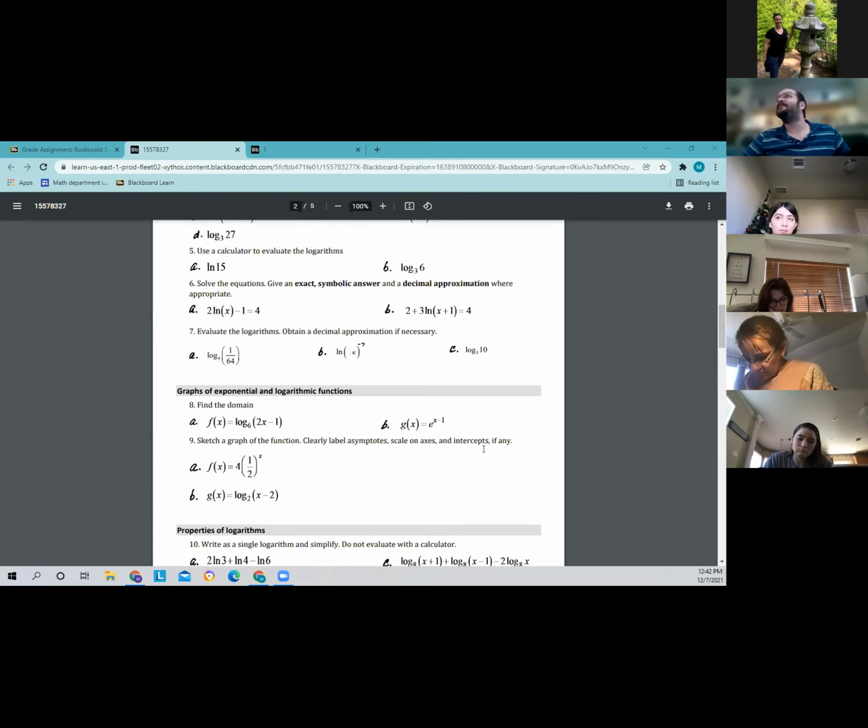Find the domain. Can we do one of those? Okay, so log base 6 of 2x minus 1.